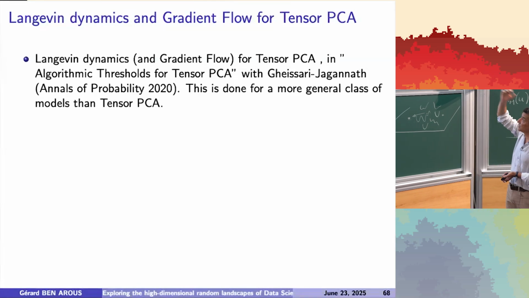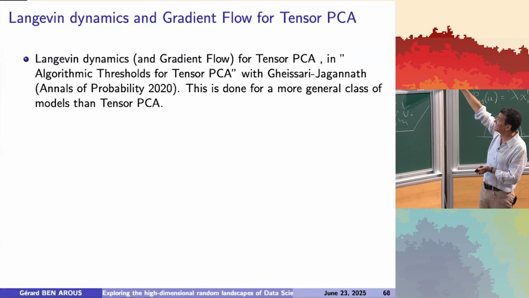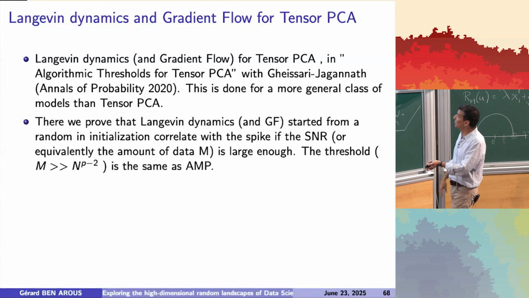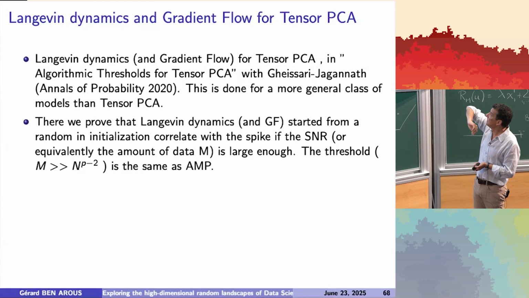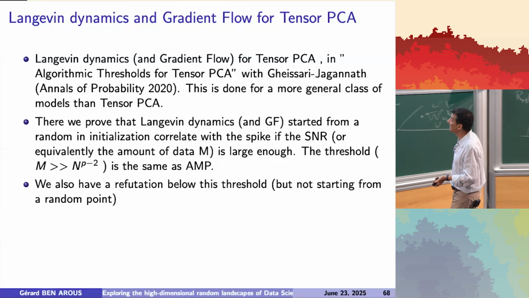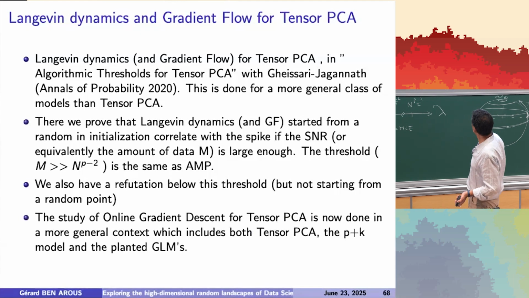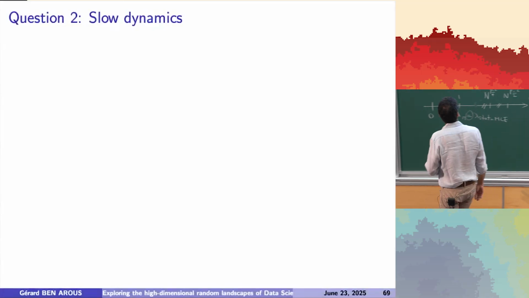For this, we first studied Langevin dynamics and gradient flow with Reza Gheissari and Aukosh Jagganath, who have been my collaborators for a long time on these things. And then we proved that the Langevin dynamics and the gradient flow, started from a random initialization, converge like that. Okay, we also have a refutation starting with that, and this is done in a more general context.